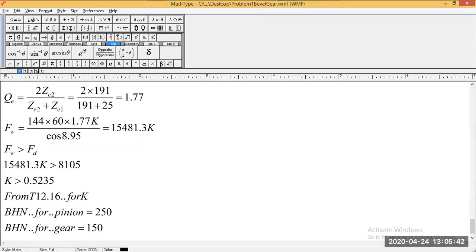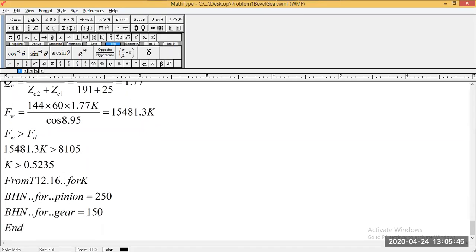Okay, so that's it. This is the end of the first problem on bevel gear. Any doubts you have, you can post in the group chat, or let me know if some step is wrong or something is missing.